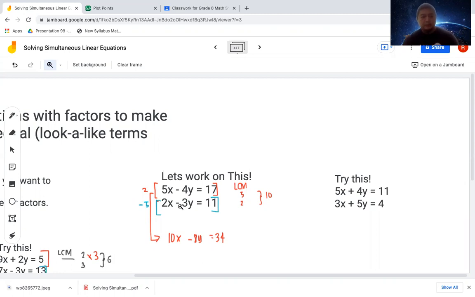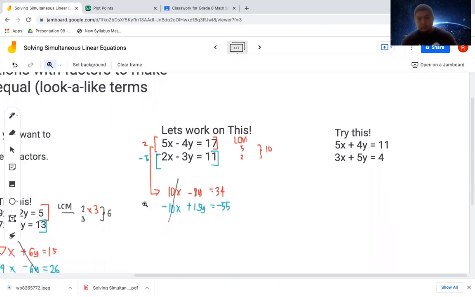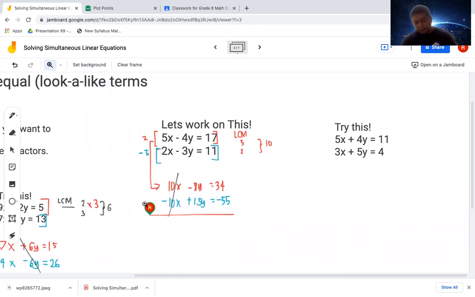So what do I mean by that? Please follow this one. Negative 5 times 2x will give me negative 10x. And this is what you guys are going to see: they cancel out. The next terms are negative 5 times negative 3y, which will give you positive 15y, is equivalent to negative 55. Okay, so from these calculations, this will give us 7y is equivalent now to negative 21.